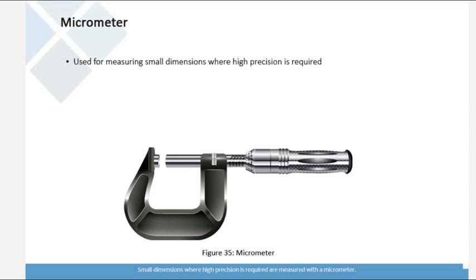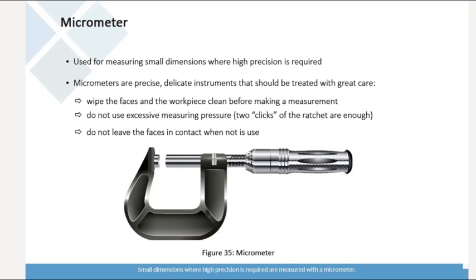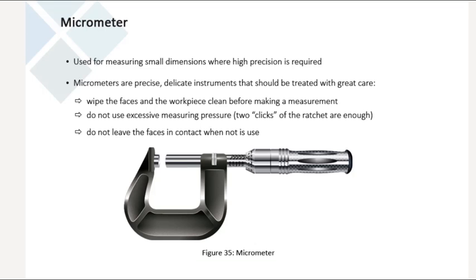Small dimensions where high precision is required are measured with a micrometer. Micrometers are precise, delicate instruments that should be treated with great care. Wipe the faces and the workpiece clean before making a measurement. Do not use excessive measuring pressure, 2 clicks of the ratchet are enough, and do not leave the faces in contact when not in use.